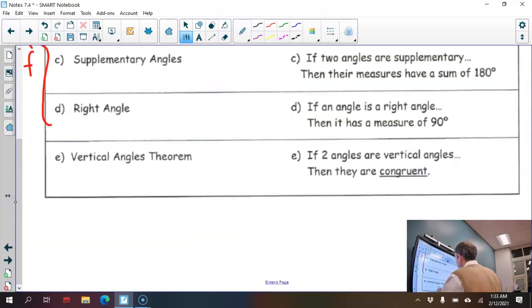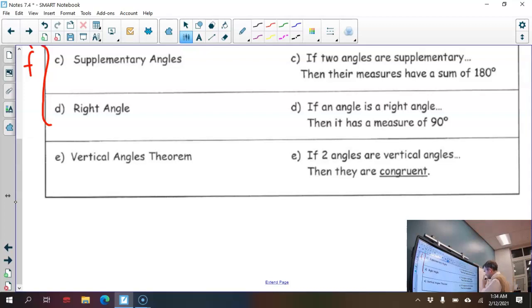But then we get to some theorems. Theorems are like rules in geometry that we can assume are true. Theorems are actually things that we can prove to be true, and we might do that at some point. But right now, they are just rules that you can assume are true. And the first one we have is the vertical angles theorem.